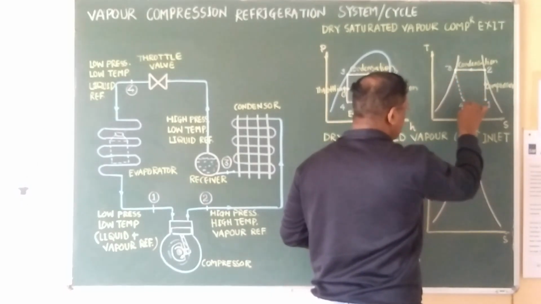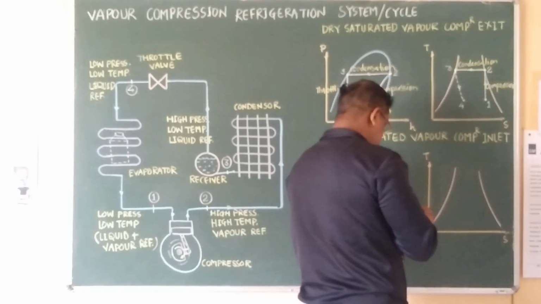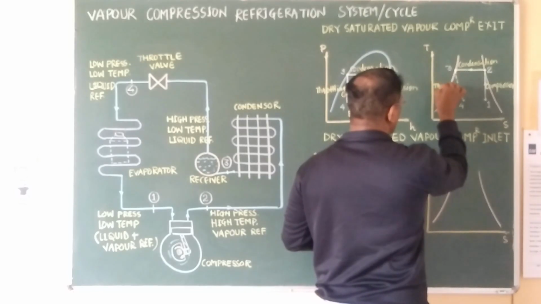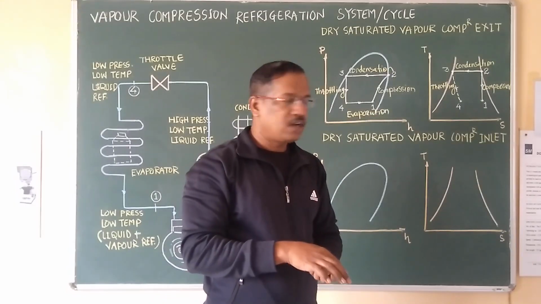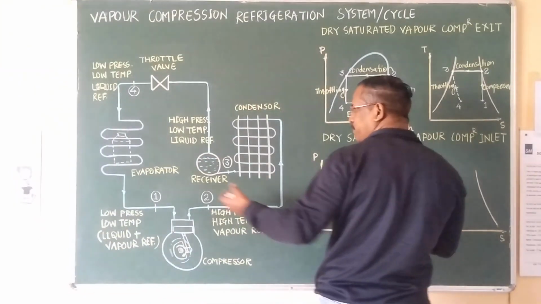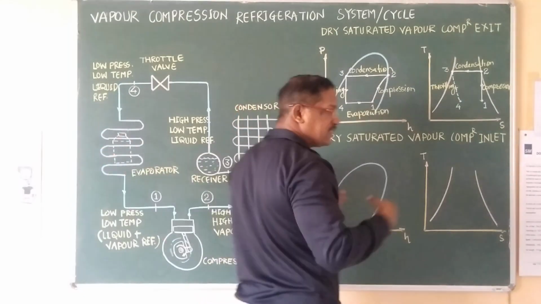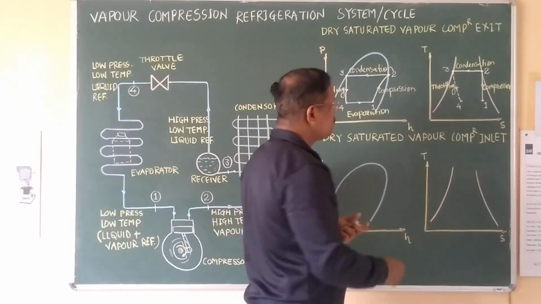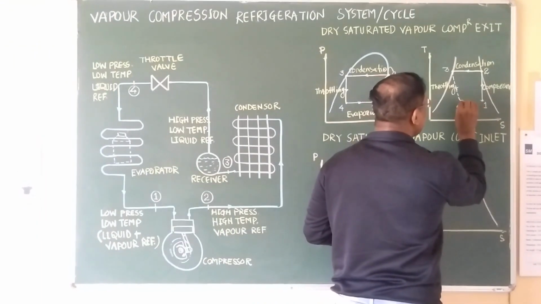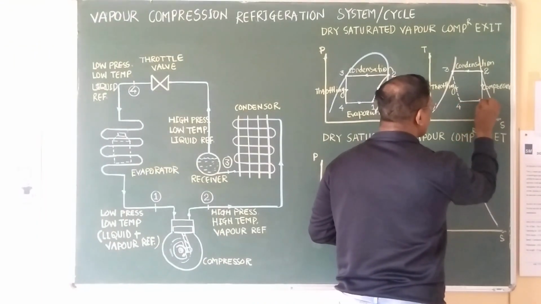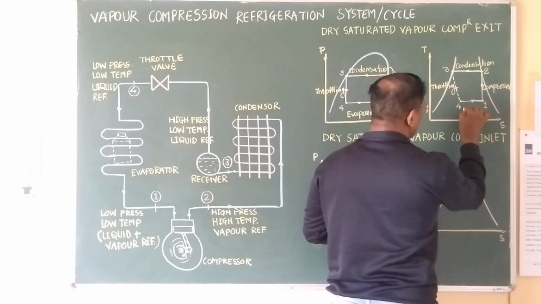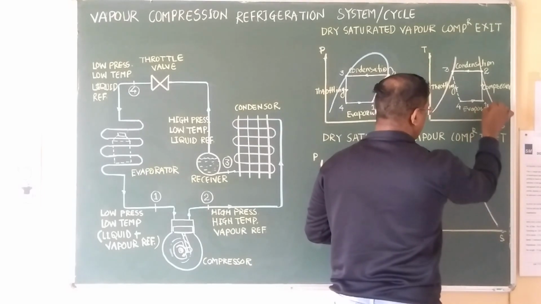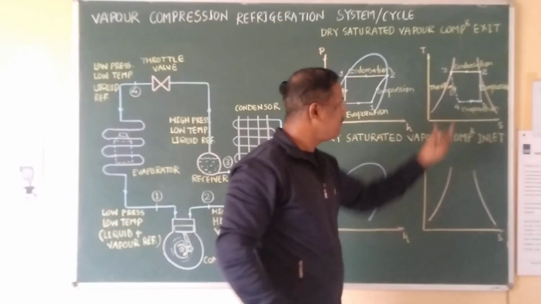So this is 4. So throttling process. Non-reversible process. And after throttling, again through the evaporator, it is extracting latent heat, so temperature remains the same. This is evaporation. So there is no change in temperature, only phase changes.